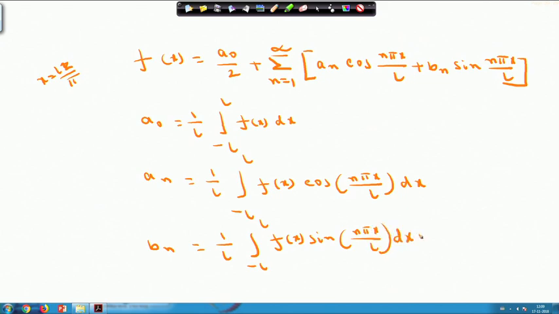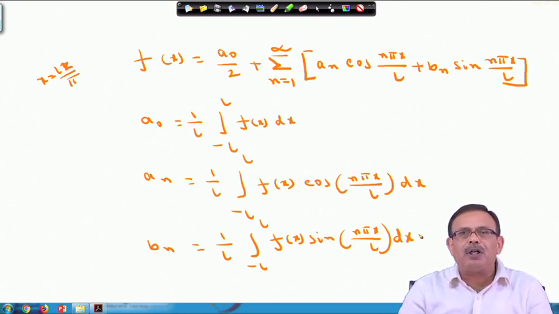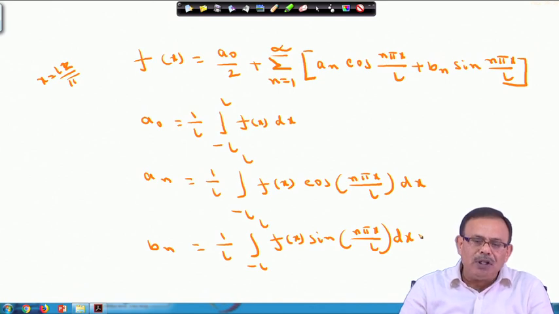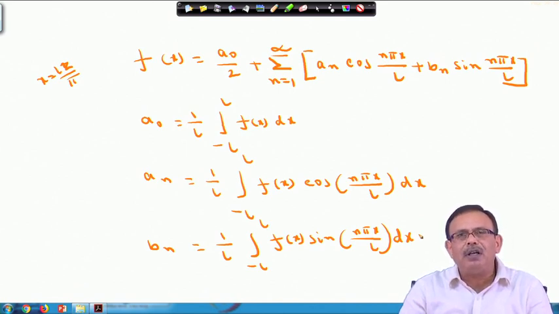Therefore, please note this one. The earlier Fourier series, whatever we have defined, was for minus pi to pi. Now, if a function f(x) is defined in minus L to L, then f(x) can be expanded in terms of Fourier series as f(x) equals a naught by 2 plus summation n equals 1 to infinity a n cos n pi x by L plus b n sin n pi x by L, where a naught equals 1 by L integral from minus L to L f(x) dx, a n equals 1 by L integral from minus L to L f(x) cos of n pi x by L, and b n will be 1 by L integral from minus L to L f(x) sin n pi x by L.